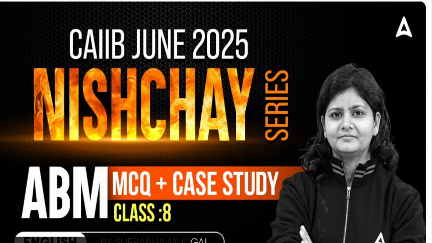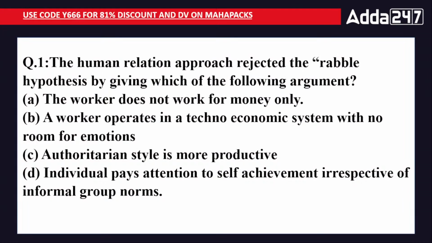This is your class 8th of ABM, and in this series we are going to attempt some questions from module B. The first question from module B is: the human relation approach rejected the rebel hypothesis by giving which of the following arguments? So what is the right answer?